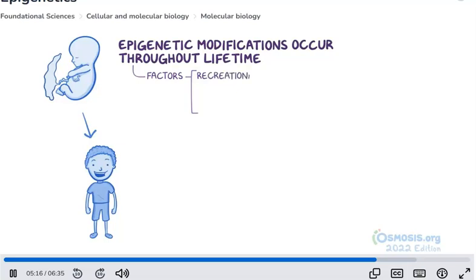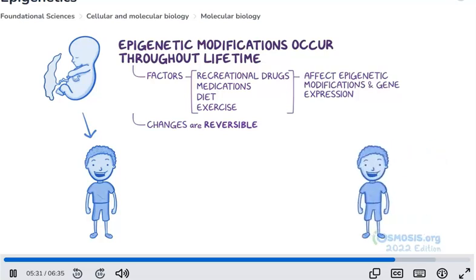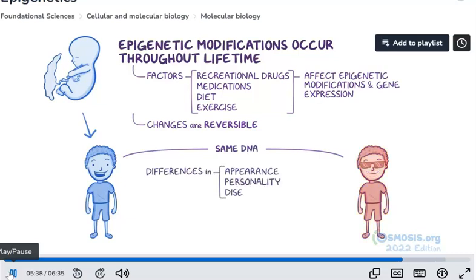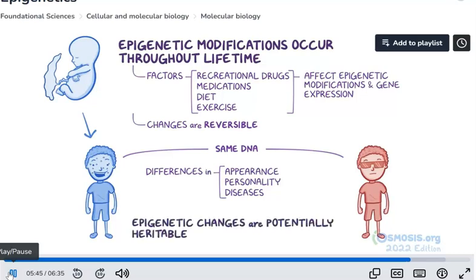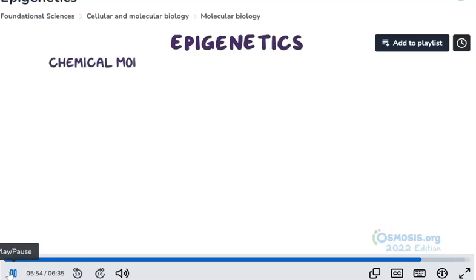And various factors like recreational drugs, medications, diet, and exercise can all play a role. Many epigenetic changes are reversible, so changing these factors can affect these epigenetic modifications and gene expression. In fact, epigenetics helps explain why identical twins have the same DNA but often have subtle differences in their appearance, their personality, and even in the diseases that they might develop. Epigenetic changes are also potentially inheritable, but how chemical modifications of DNA get inherited is still an area of intense research.